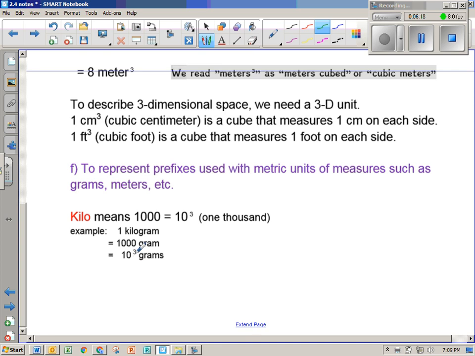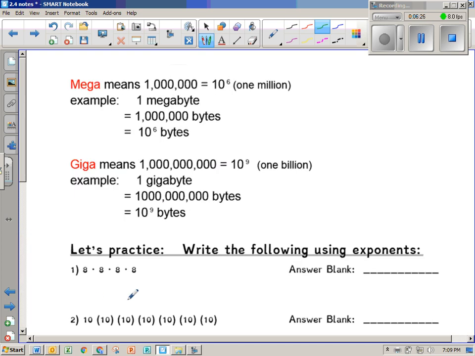Rewriting numbers in exponential form can make some other calculations a little bit easier down the road. So if you weren't ever sure and you kept hearing the terms megabyte and gigabyte, then you might be interested to know that mega means million, so 10 to the 6th, and giga means billion, 10 to the 9th. So 1 gigabyte really means a billion bytes.